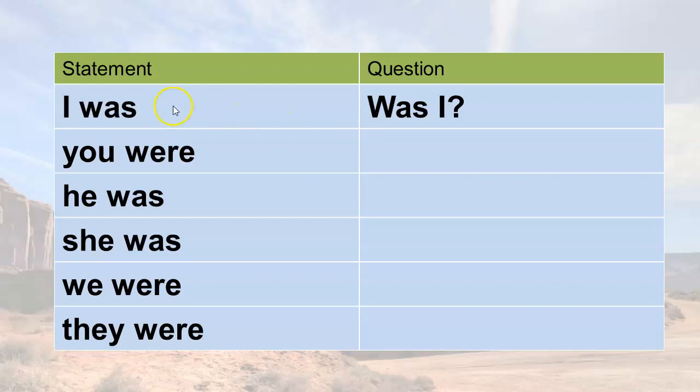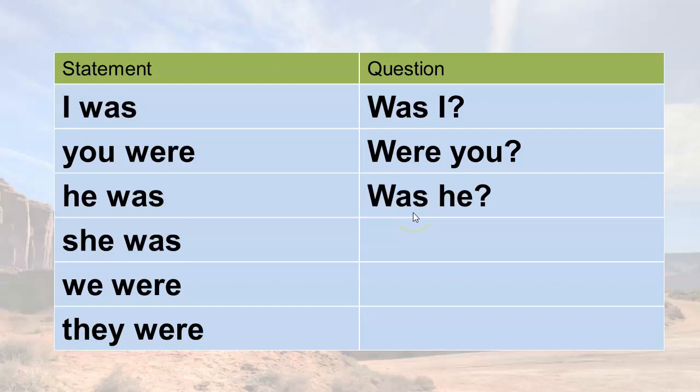Was I? I was? Was I? You were? The statement. What is the question? Were you? Were you? He was? Statement. Question. Was he? Was he? She was? Statement. Question. Was she? Was she?